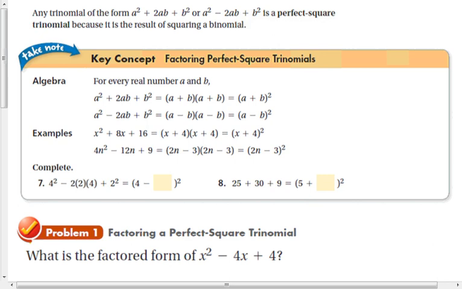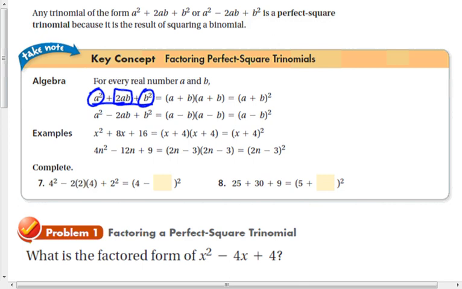All right, here are some things you have to know when you're looking for these special cases. Perfect square trinomials look like this. They're going to be in this form, where you have a square number here, a square number here, and then the middle number is twice the square root of the first number times the square root of the second number, times 2.